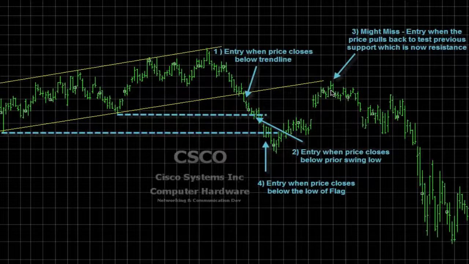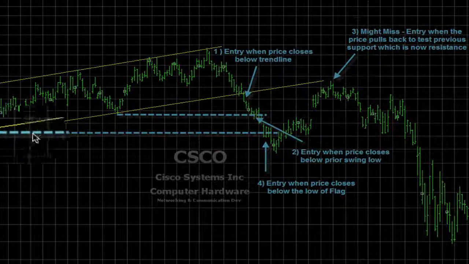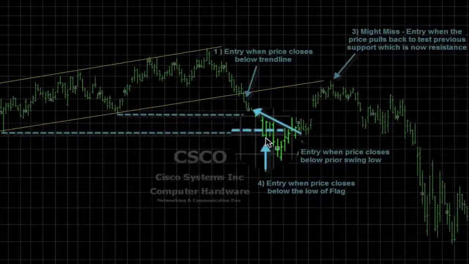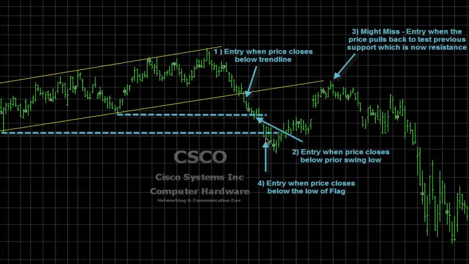The fourth entry is a late entry, but it's when you have a lot of evidence. It's when it takes out the low of the flag. It happens here. And when it takes out the low of the flag, it can no longer turn out to be a double bottom, for example.